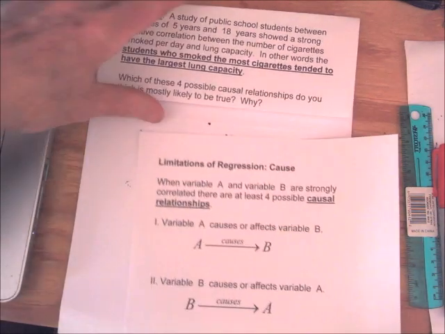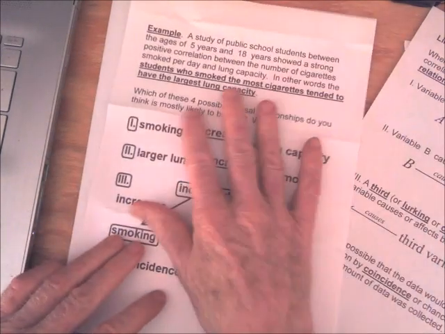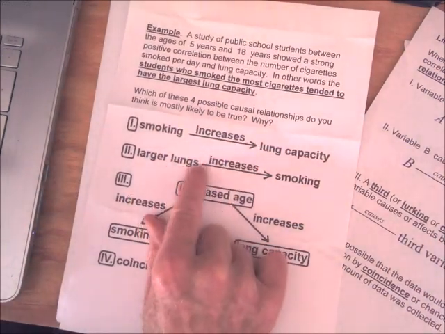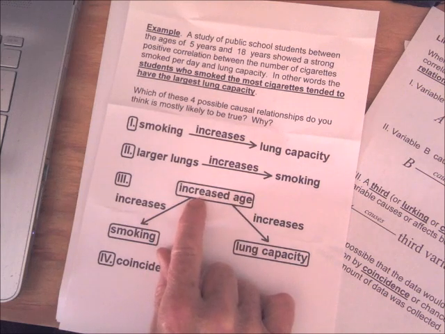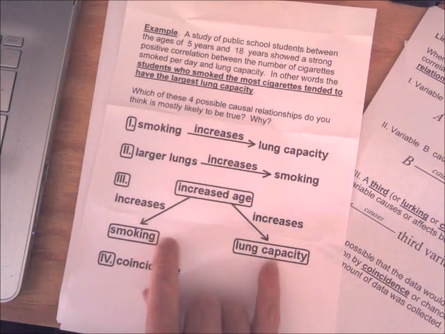Okay, so let me rewrite this. Smoking increases lung capacity, larger lungs increase smoking, increased age increases both smoking and lung capacity, or coincidence.